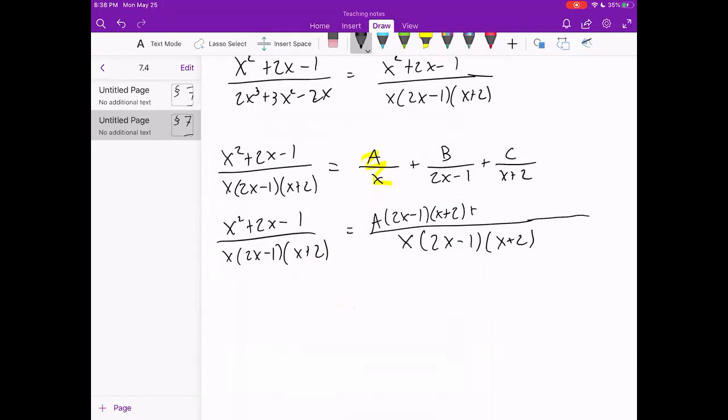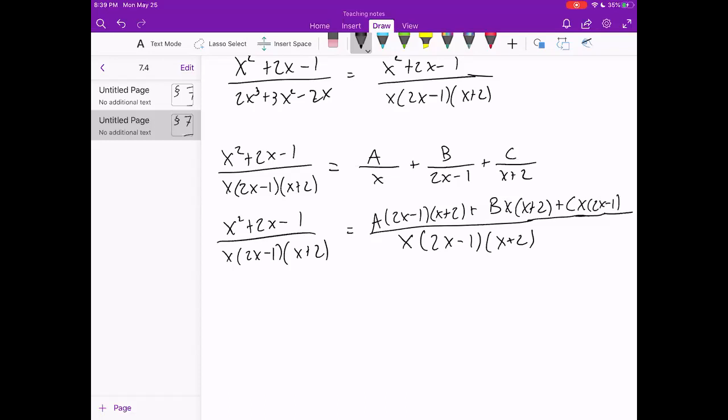And the same thing for B. If I want to put B over a common denominator, I have to multiply it by x and x plus 2. So then I get B times x times (x plus 2). Same idea for C. I'm going to get C, and then I have to multiply it by the other two, x and 2x minus 1. C times x times (2x minus 1).